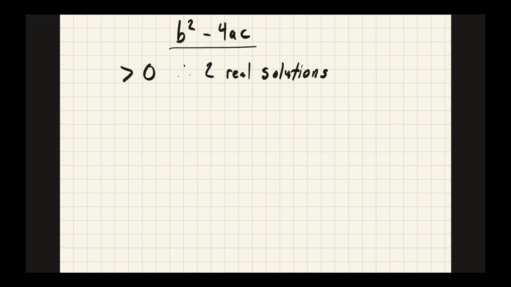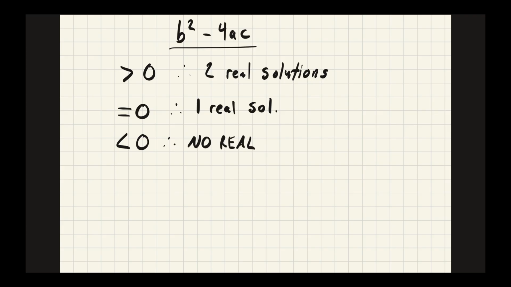If the discriminant equals 0, then you will get 1 real solution. And if the discriminant is less than 0, then there are no real solutions. So we'll explain why in a second. Alright, let's get into why.